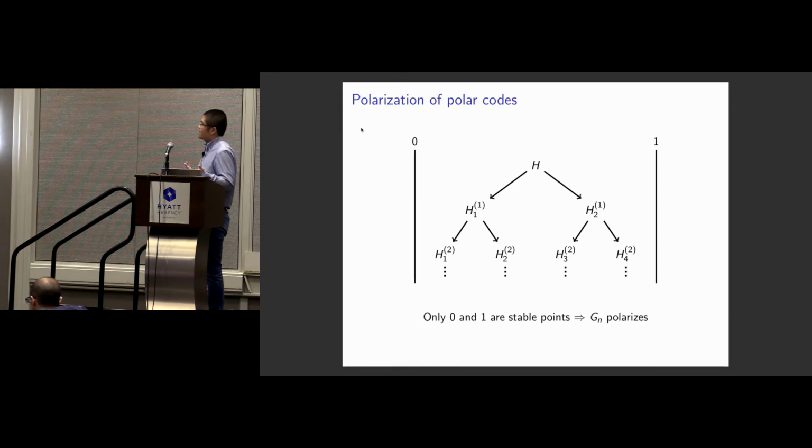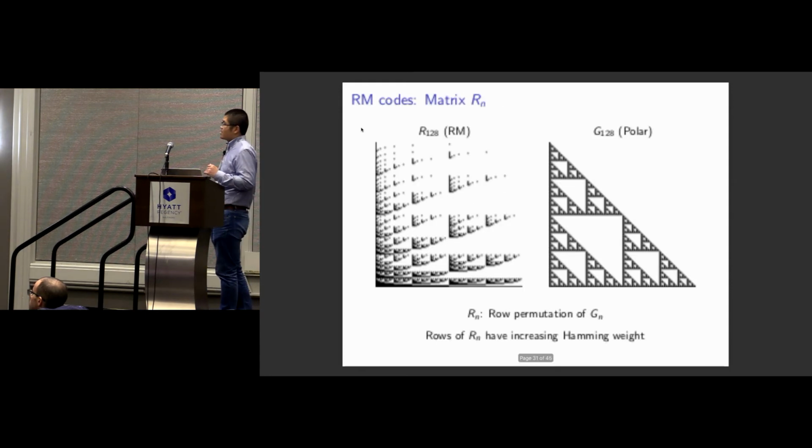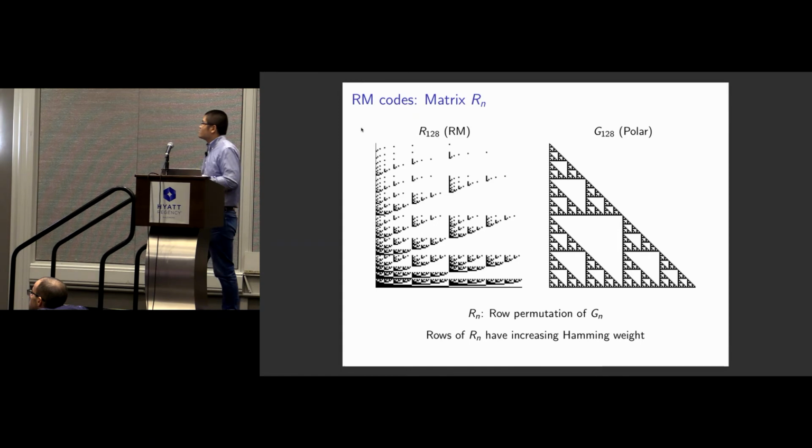says that only 0 and 1 are the stable points of this Martingale process. Therefore, in the end, the stable distribution of the final random variable is only supported on 2 points. They are 0 and 1. That's why this matrix GM polarizes. So now we move on to Reed-Muller codes.